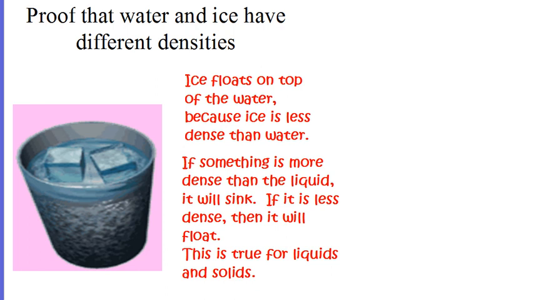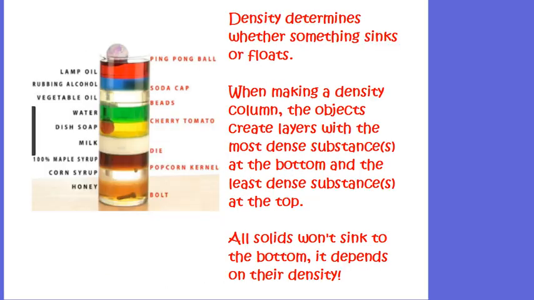This is true for all liquids and solids, and it's why you can create density columns like this. I made one in class earlier this year when we were talking about the density of the different layers of the earth. When you pour different liquids into a column and add solids, they will settle to whatever level they are depending upon their density. It creates layers, and the layers with the greatest density are at the bottom. Things that are more dense will sink to the bottom, and things that are least dense will be on top. All the solids won't just sink to the bottom. It will depend on their density.